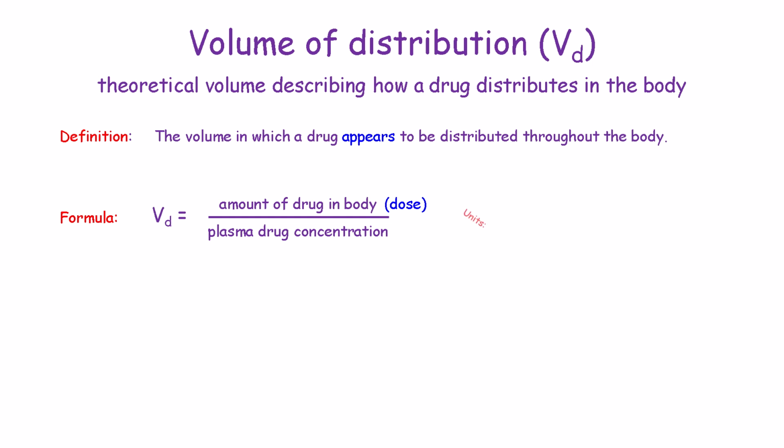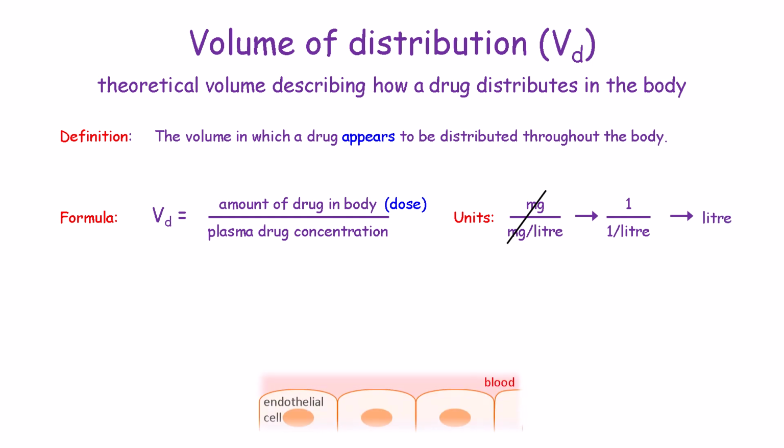The units of the calculated value can be worked out as an amount, usually in milligrams, divided by concentration in milligrams per litre. The amounts cancel out, so the unit is 1 divided by 1 divided by litre, which becomes litre.